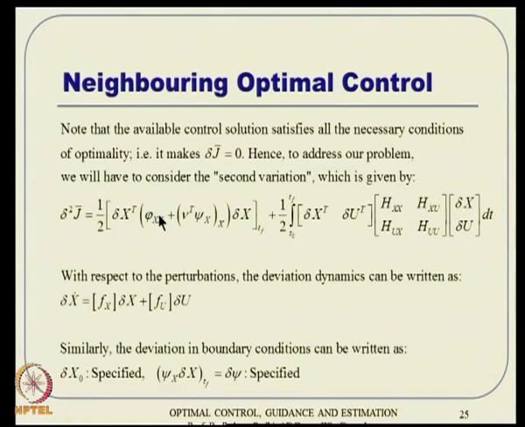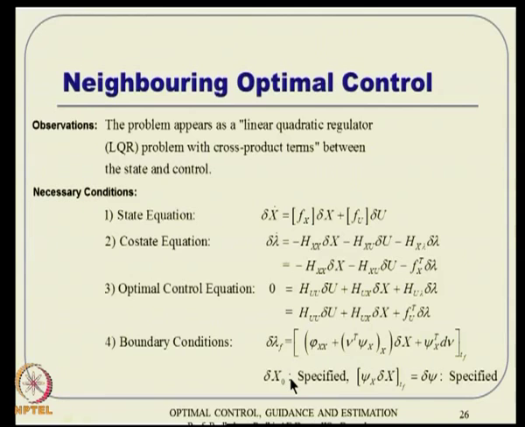So, this phi xx stands for del square phi by del x square. Similarly, this H ux stands for del square H by del u del x, like that. So, this is the performance index, with respect to the perturbed system dynamics, which can be given like this. So, this is the system dynamics, the cost function, and this is the perturbed state equation. Similarly, the deviation in the boundary condition can also be written like this. Delta x0 is specified and delta psi is also specified, because we know the perturbation that happened. So, that is available.